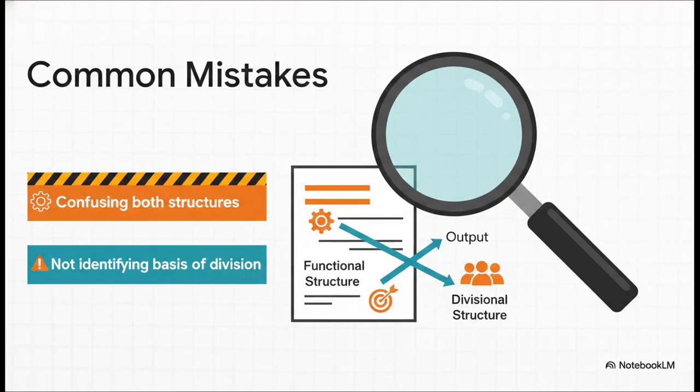So the absolutely crucial point is this. Please do not fall into these common examiner traps. Year after year, students lose easy marks by confusing both structures, or worse, just completely failing to identify the exact basis of division hidden in the scenario text. When you're reading a question, you gotta become a detective. Ask yourself, what is the basis of this division? Is it an activity or is it an output? If you let that single question guide you, you'll get to the right answer every single time.